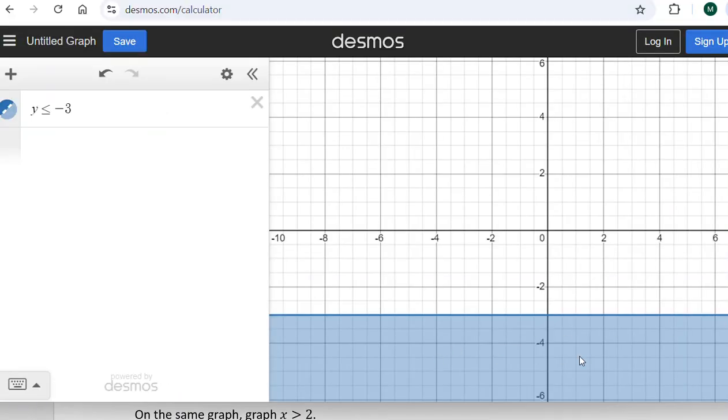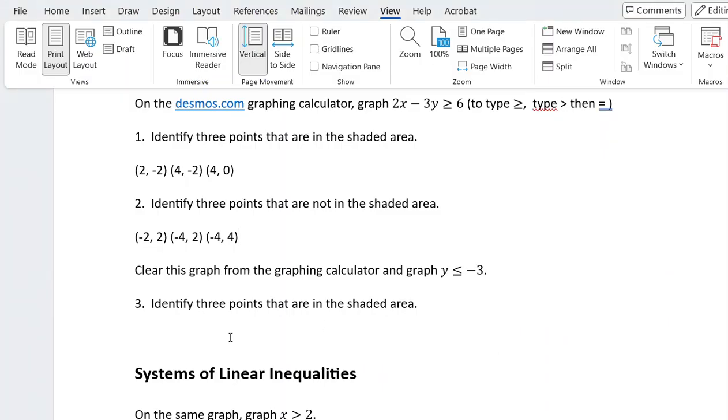Any 3 points that are in this blue shaded area, I could identify. A point like (-4, 2), (2, -4), (4, -4), (2, -6). All those are points in the shaded area. So anything with a y coordinate that is less than -3 is going to be a point that is in my shaded area here.